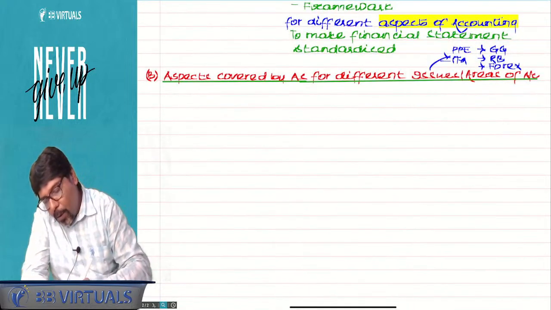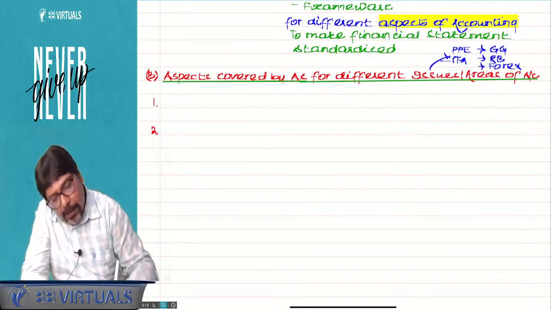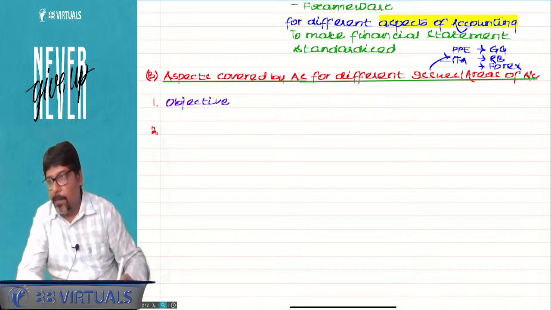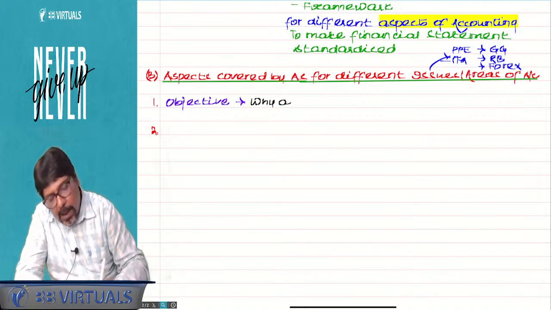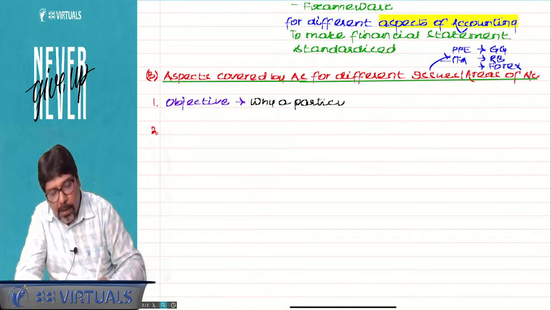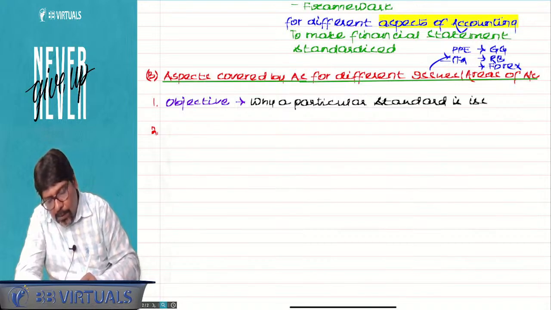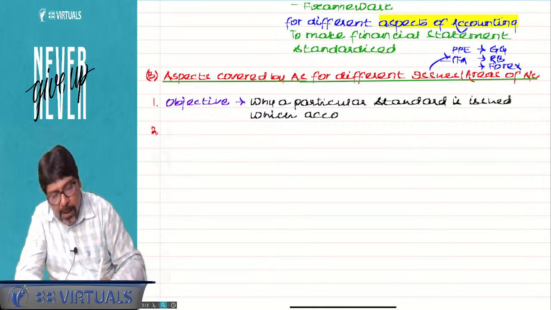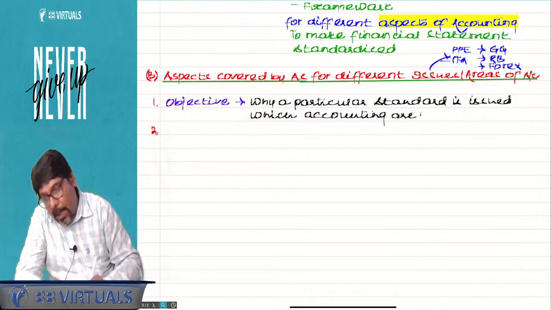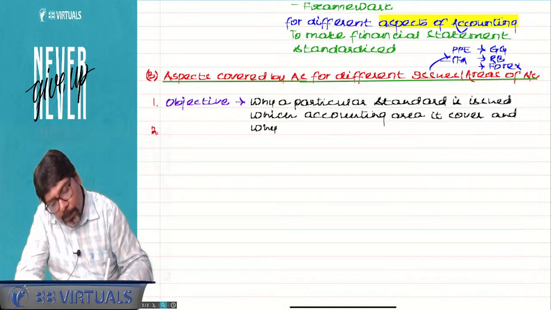OSDRMPD. O, S, D. O is objective. Objective means why a particular standard is issued, which accounting area it covers. And that is the objective.